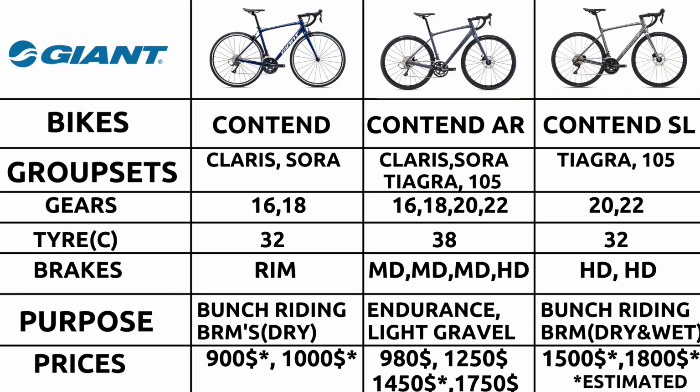Let's summarize the bikes then. If you are looking at an entry level road bike and would majorly ride on the road and in dry weather, get the Contend. If you want to spend a bit more or want to cover more distance throughout the year, with the added benefit of being better off in the wet, get the Contend SLs. If you are attracted to the beaten path or cobbles or gravel, then the Contend ARs is where your money should go to. Now on to the favorite part of the video, let's talk about alternatives.